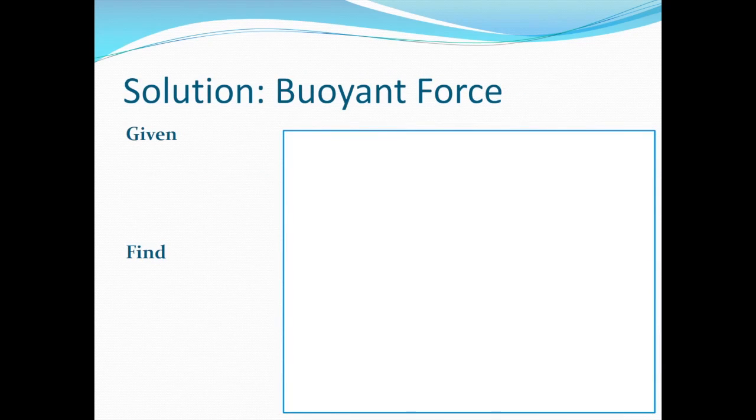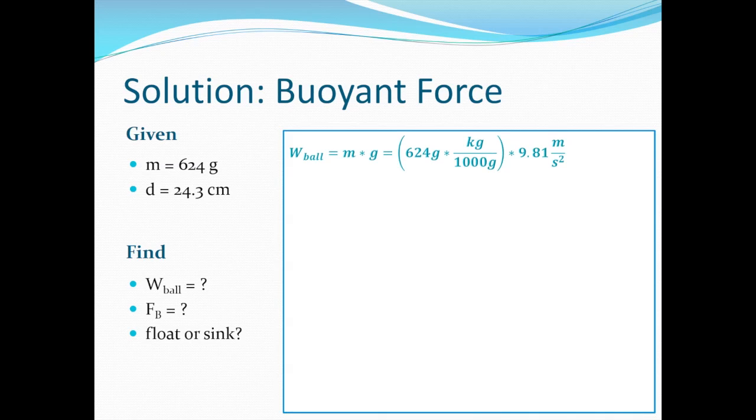Let's do like we did before and write what we're given and what we need to find. We're told the mass of the ball is 624 grams and the diameter is 24.3 centimeters. We are asked to find three things: the weight of the ball, the buoyant force acting on the ball, and whether the ball will sink or float when it's released. Let's start by finding the weight of the ball. We remember that weight is mass times acceleration due to gravity. We know the mass of the ball, and we know acceleration due to gravity is 9.81 meters per second squared, so we can put in the numbers and solve.